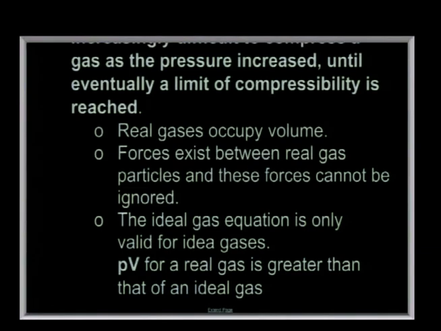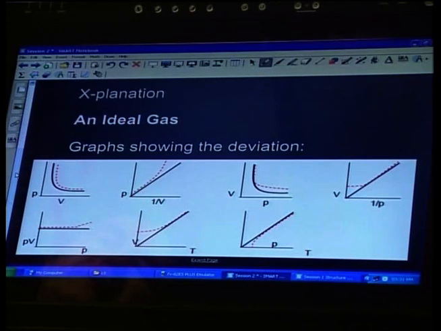Note that real gas molecules occupy volume, so they do. They exert forces between them, and you can't ignore these. The ideal gas equation is only valid for ideal gases. PV for a real gas is greater than for an ideal gas. So what we'll find is that because the molecules themselves have volume, there is often a deviation when we look at the graph. So let's have a look at those graphs, which is the way that I like to explain the deviations. So we're going to take a look at these each in turn.